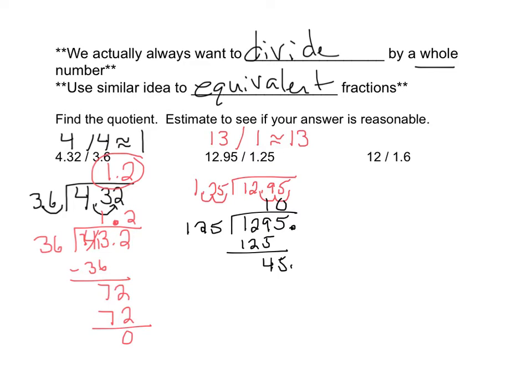We're going to add in our decimal point. Actually, we wouldn't need that one. We're going to continue on. We're going to add a 0. 125 goes into 450 3 times. We get 375.